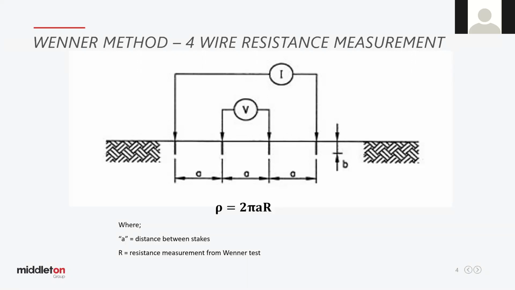Some meters are actually smart enough, if you input the distance between the stakes, A in this case, to give you the resistivity too. The resistivity formula there: rho equals 2 pi A R, A being the distance between the stakes and R the resistance. As I say, just be careful with the meters that give you the resistivity, that you've told it what the distance between the stakes is. If you've moved the stakes and haven't told the meter it's any different, it'll give you a wrong result. So careful on that one.